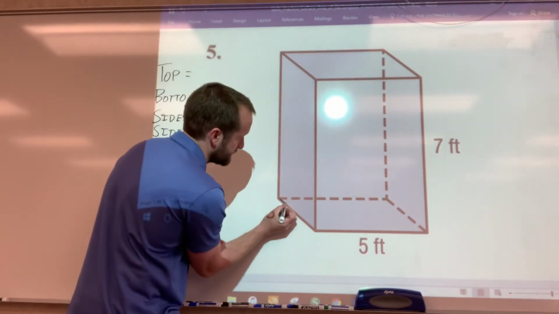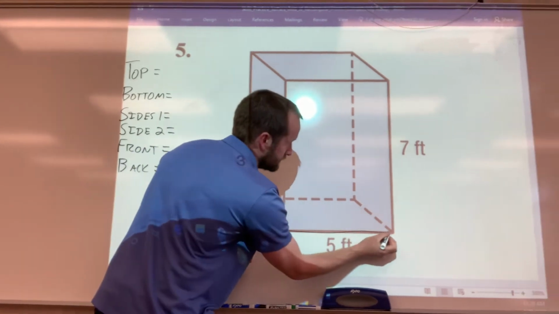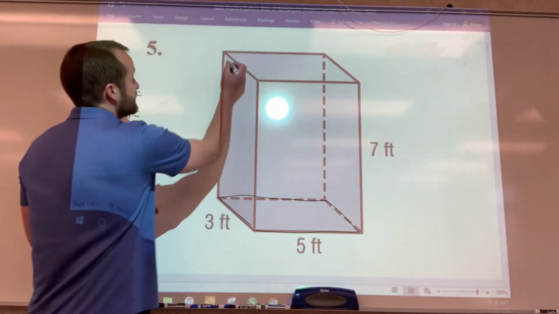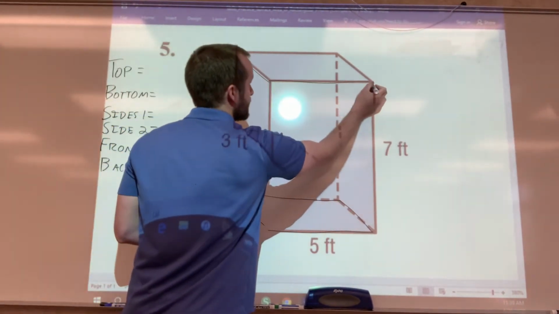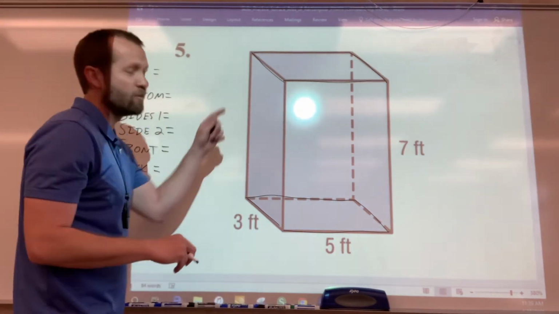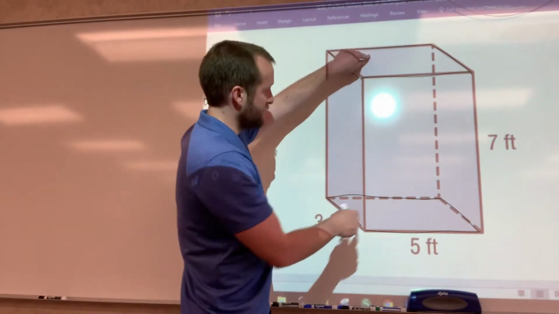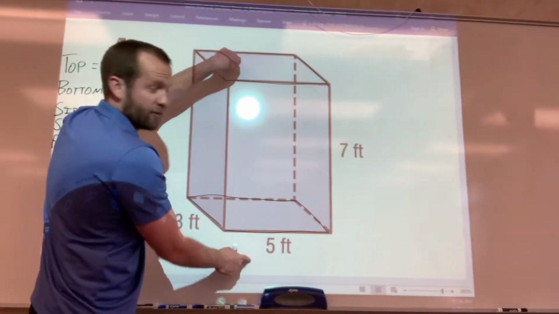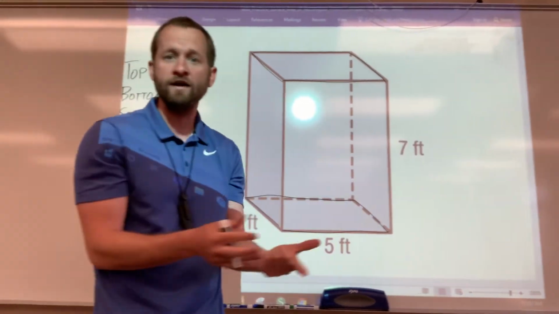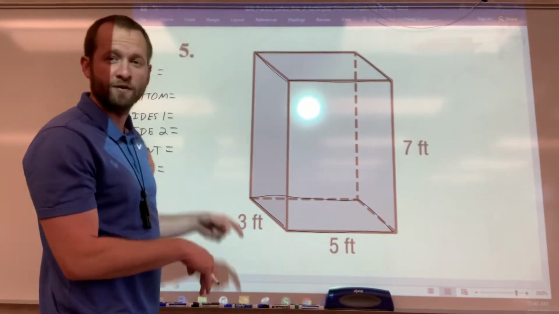Okay, so let's start with the top and the bottom, right? So the top and the bottom are right here. Here's the bottom, right? It's a parallelogram. Here's the top. Right, we've got another parallelogram, and if you notice, the nice thing about these rectangular prisms is that the top and the bottom, they have the same dimensions. It's both 3 by 5, so we can just find the area of one and just put it for both the top and the bottom.